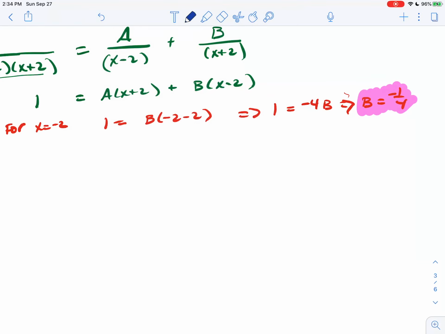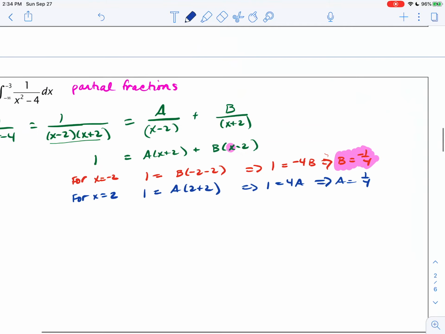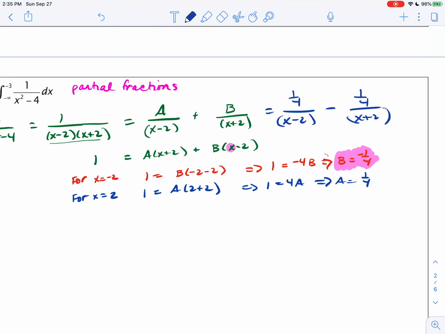Also, for x equal to 2, which makes 2 minus 2 equal to 0, if I plug that in, I end up with 1 equal to a times 2 plus 0, which implies that 1 is equal to 4a, or that a here is equal to 1/4. So in my partial fraction decomposition, I end up with 1/4 over x minus 2 minus 1/4 over x plus 2.